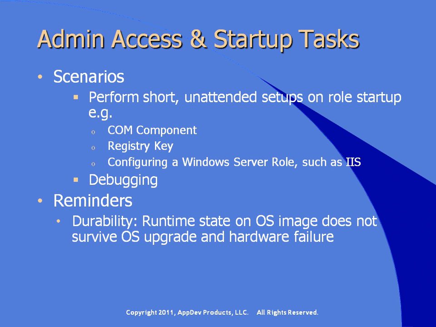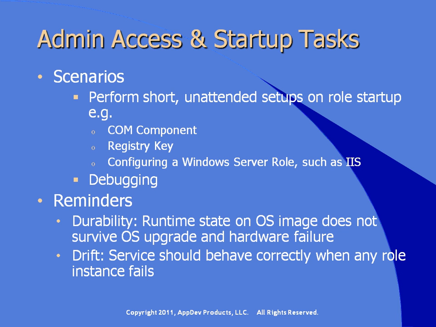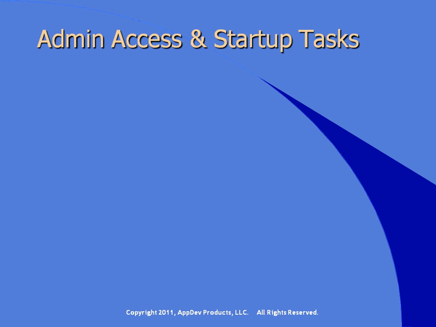However, keep in mind that your runtime state on an operating system image is not durable, meaning that it will not survive an operating system failure or a hardware failure. Yet, your service should behave correctly even though a role instance may fail. So let's take a deeper look at the task types, as there are 3 task types.